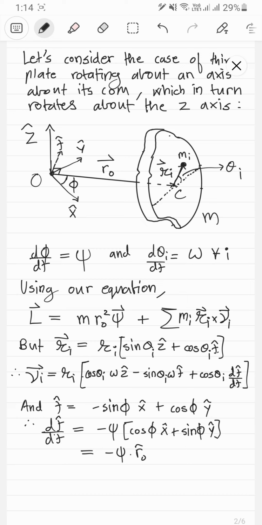I mean, z hat is just a constant, but then t hat is not a constant. You have to differentiate that as well. And then doing the usual thing, writing t hat in its xy components and differentiating, you just get the derivative of t hat with respect to time. So don't get confused, t hat and t are completely different things. t is the time and t hat is a unit vector. So the differentiation of that with respect to time just gives us negative psi times r naught vector.